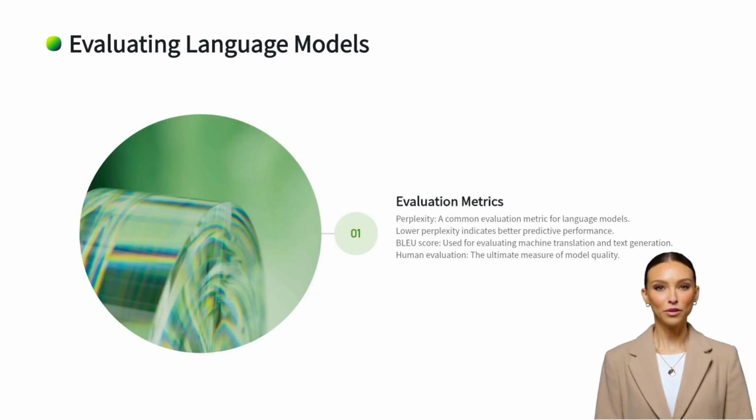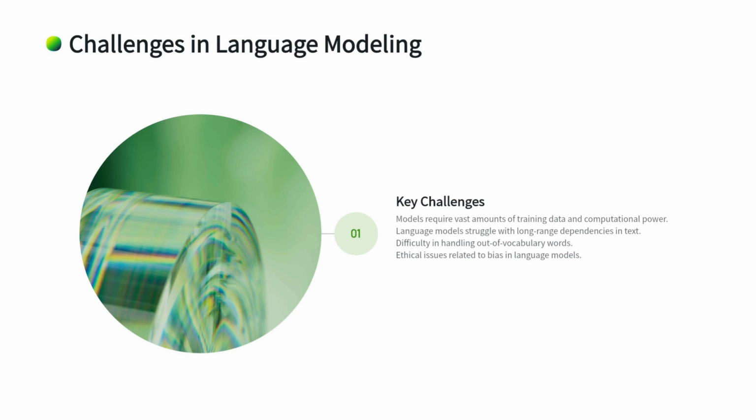When evaluating language models, one of the most commonly used metrics is perplexity. Perplexity measures how well the model predicts the next word in a sequence. Lower perplexity indicates better performance, as the model is better at predicting the correct word. For tasks like machine translation and text generation, other metrics like BLEU score are used, which compare the n-grams in the model's output to reference translations or texts. However, human evaluation remains the gold standard, as it considers factors like fluency, coherence, and relevance in ways that automated metrics cannot.